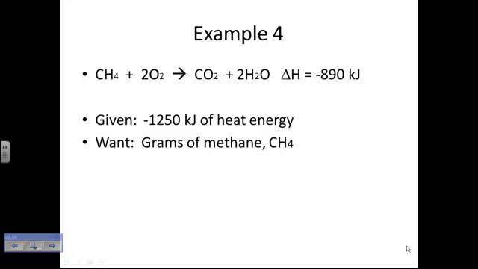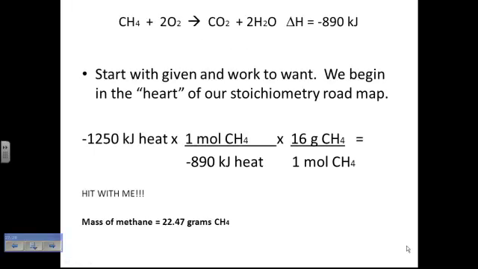Let's write out, as we always do, the given quantity. We're given negative 1250 kJs. The 1250 kJs is negative because it's heat releasing, and I wrote down as the given quantity negative 1250 kilojoules of heat. We want over given. The first conversion is the heart of our problem. From the balanced equation, we want methane. Its coefficient is a 1. It gets placed on the top in the want position.